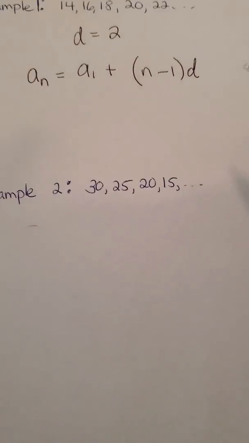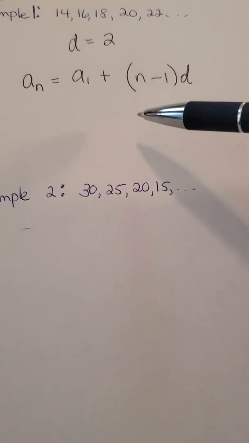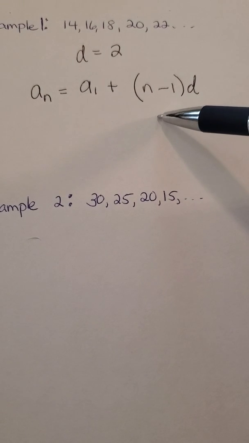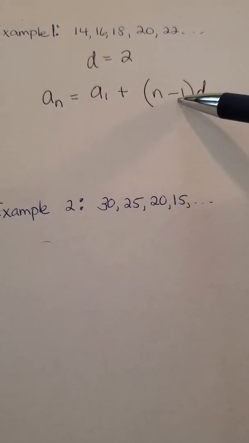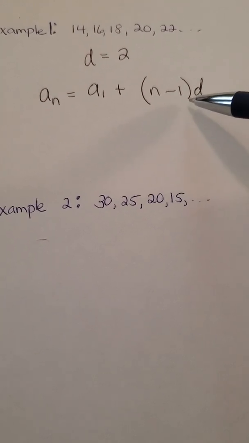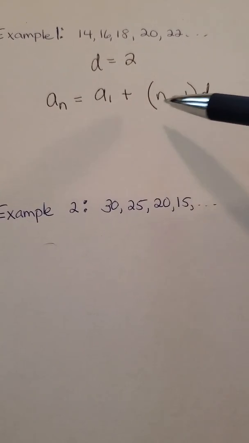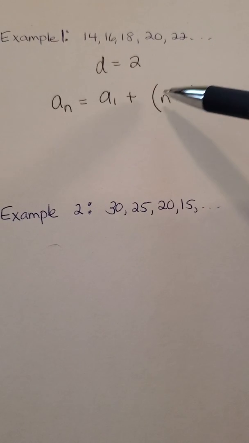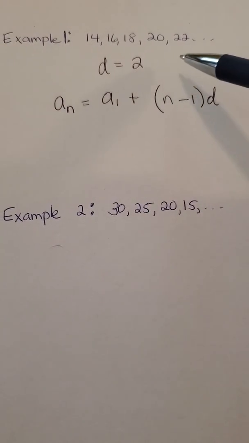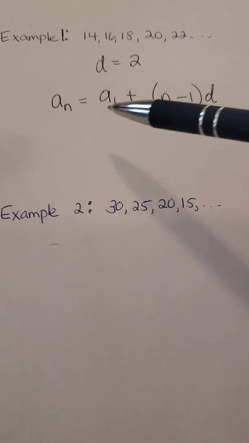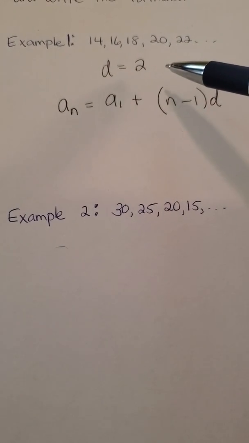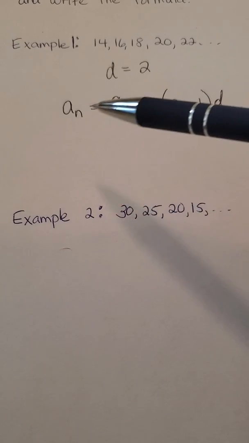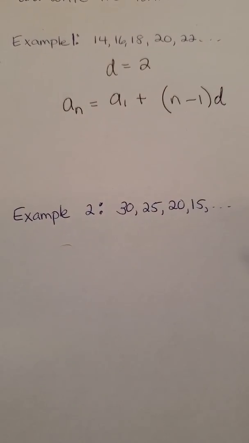Okay, if I'm looking at the fifth term, n is going to be 5, and 5 minus 1 is 4. 4 times 2 is 8, and our first term is 14, so 8 plus 14 is 22, which is our fifth term up here. So a sub 5 is 22, the same thing as up here. Right now I'm just going to write the generic one, but that's how it's set up.